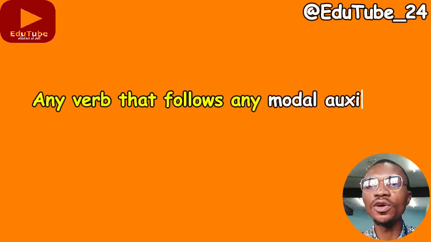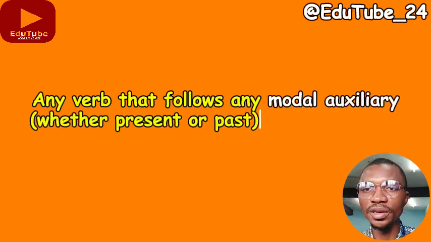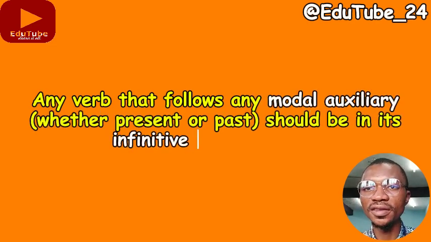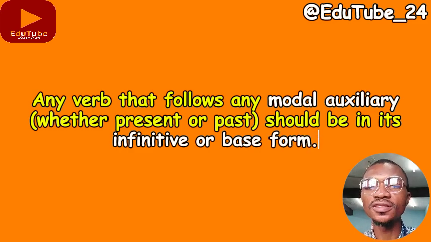Welcome back. In our previous lessons, we have already reviewed up to the fourth commandment. In today's lesson, we are going to be revealing two more commandments, commandment number 5 and commandment number 6. Without wasting any more time, what does commandment number 5 say? Commandment number 5 says that any verb that follows the modal auxiliary verb, whether present or past, should be or must be in its infinitive or base form.